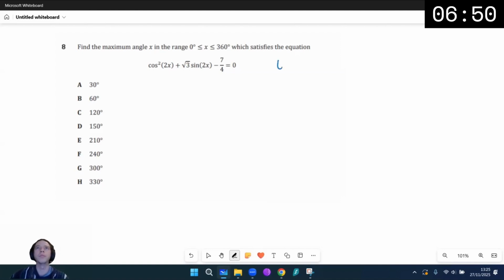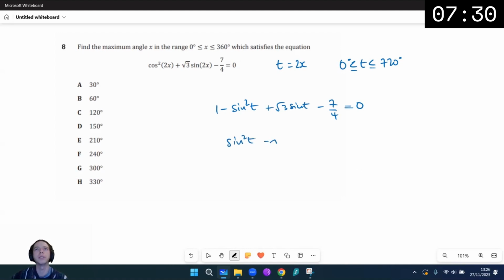So let's say t equals 2x, so that if we're looking for x in the range 0 to 360, then we're looking for t in the range 0 to, well, basically double each endpoint, so 0 to 720. Okay, so I'll change that cosine squared to 1 minus sine squared as I promised. And let me minus everything and simplify. So we get sine squared t minus root 3 sine t plus 3 over 4. And how about I just multiply by 4 to clear that fraction.